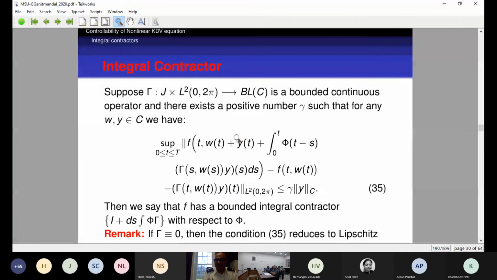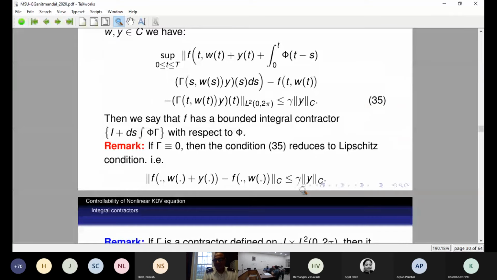Why did I say that this one is a weaker condition than Lipschitz continuity? Suppose I take gamma equal to 0. If you take gamma equal to 0, this part will be gone. What is left out? The norm of F(t, w_t + y_t) minus F(t, w_t) is less than or equal to gamma. What is this? That is nothing but the Lipschitz continuity. So if you say that A implies B, that means your A is a very strong condition, B is weaker than A. Here it is exactly the same. Lipschitz continuity implies this method of integral contractor, but the converse is not true. So it's a weaker notion.